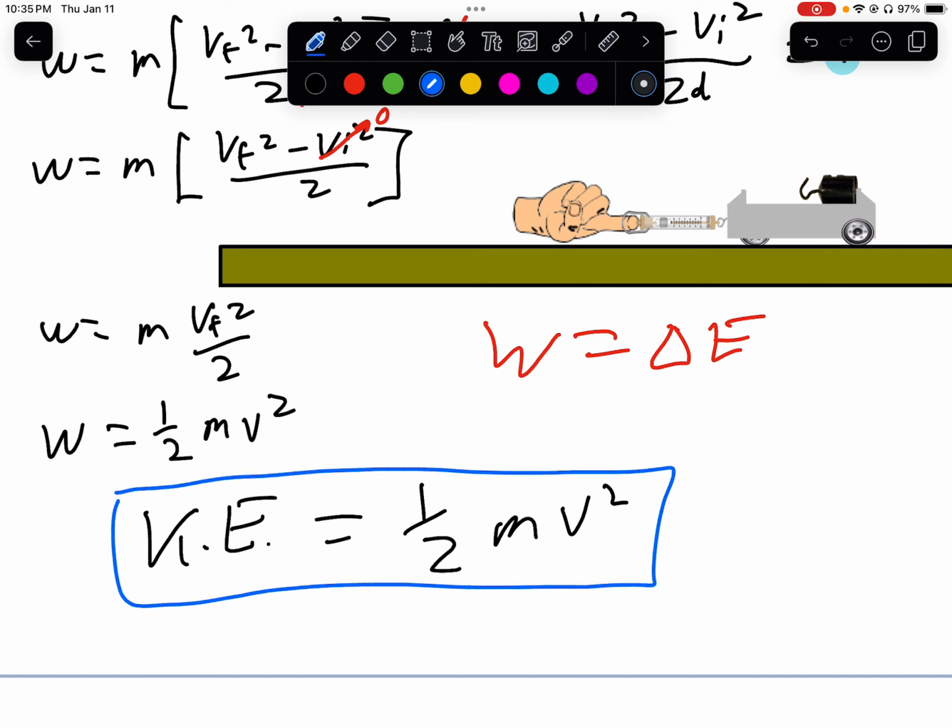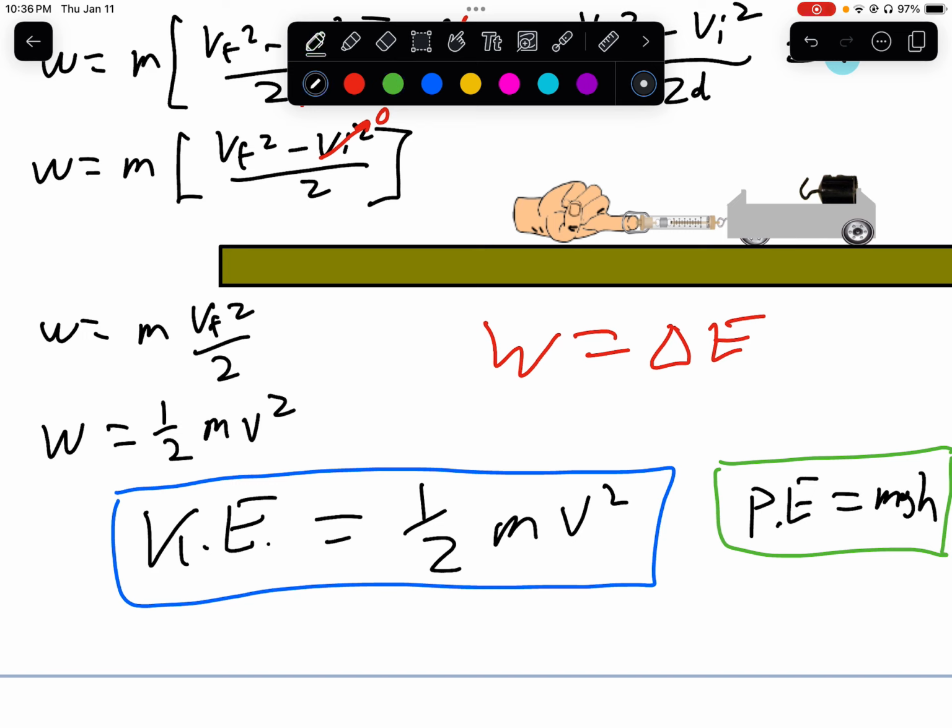So we have kinetic energy, half mv squared, and potential energy, which is equal to mgh. Those are our two energy types that we'll be working with in terms of mechanical energy. A little bit later on, we're going to call this gravitational potential energy because we can have other types of stored energy, but that's a conversation for a little bit later.